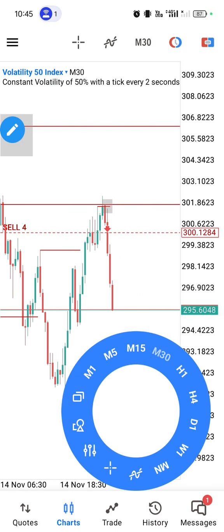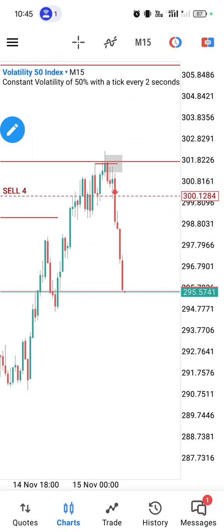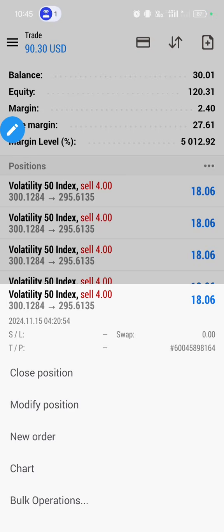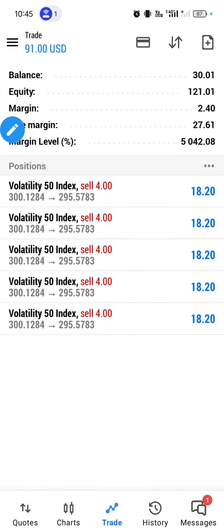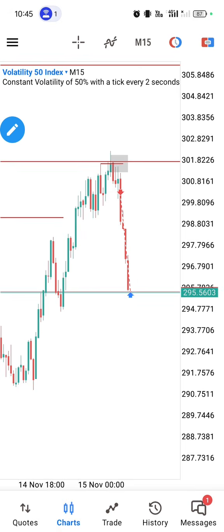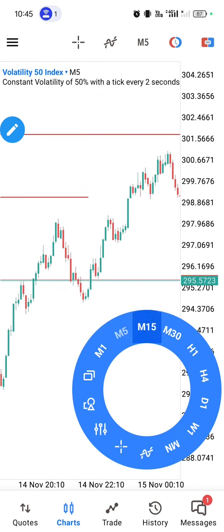And yeah, this time I decided, yeah, we had reached 100 USD balance, so yeah, I decided to close at 120 USD. And yeah, we have to move on to our next setup, which is on VIX 10 index.